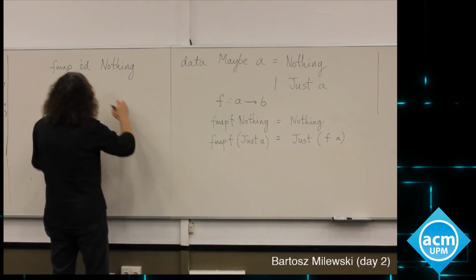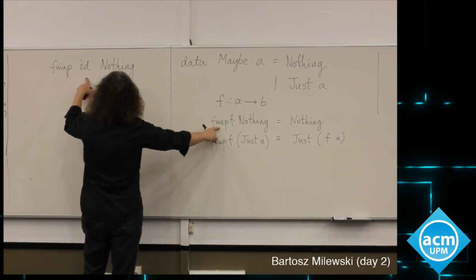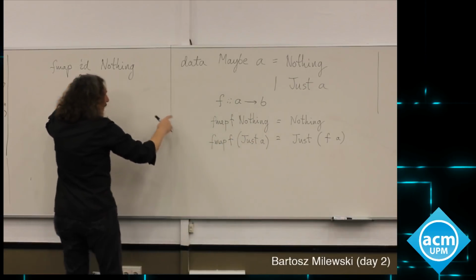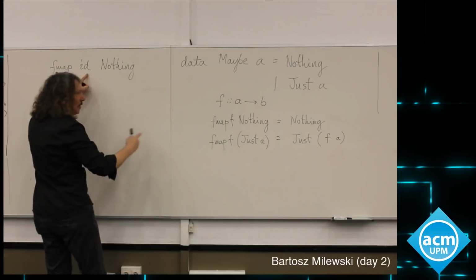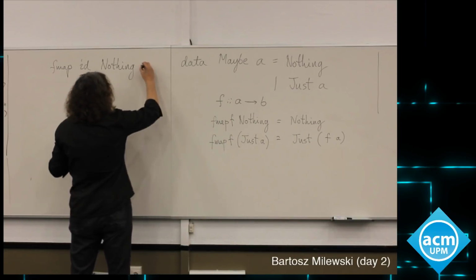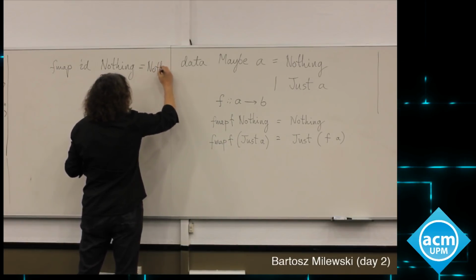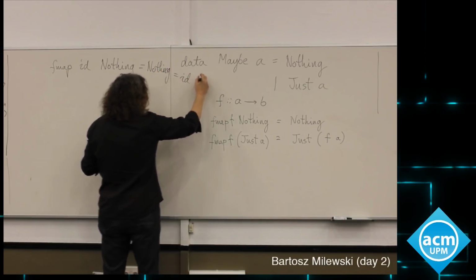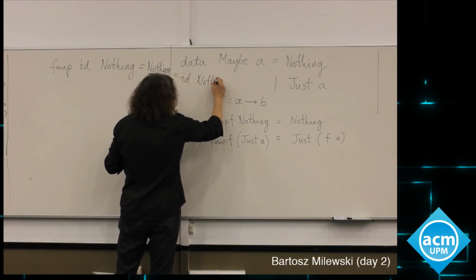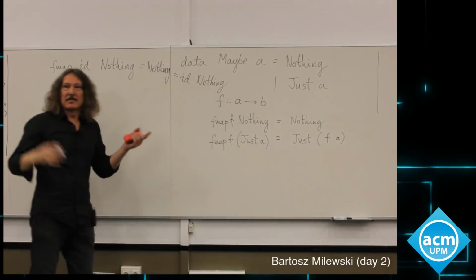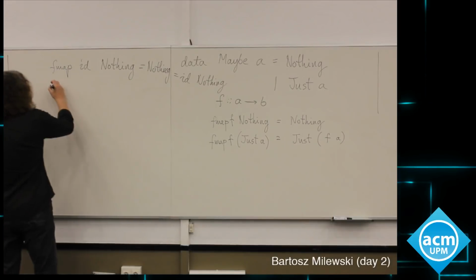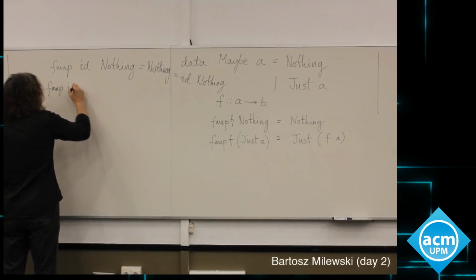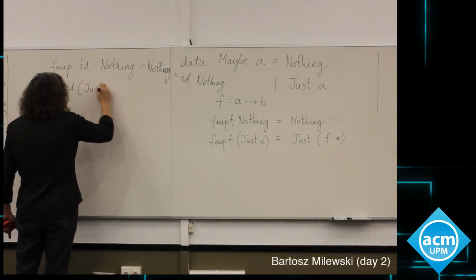So let's check with equational reasoning. fmap f of Nothing equals Nothing, and it actually does not depend on f, so ID will act the same way. So fmap of Nothing is Nothing, which is the same as ID acting on Nothing. So that part works. Okay, what about fmap ID acting on Just a?